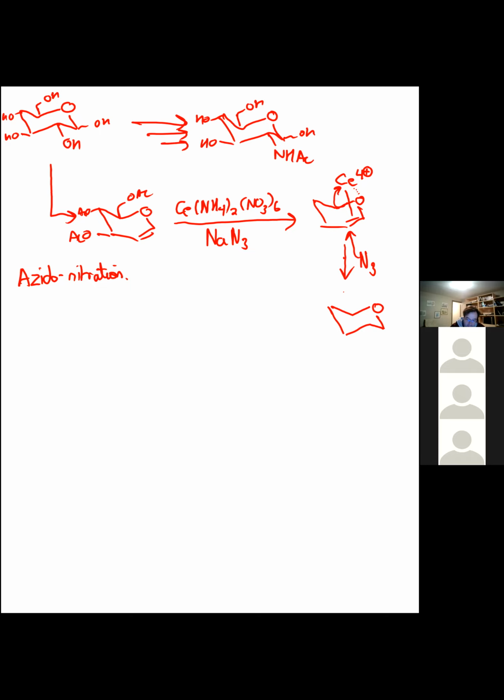Now, I don't know if cerium is actually 4+. It probably still has some ligands on it. I'm sure it's got some ligands on it. So let's say one of those ligands is still a nitrate.